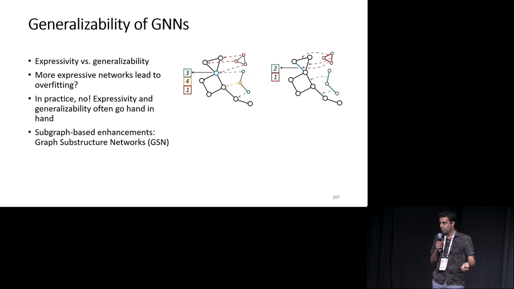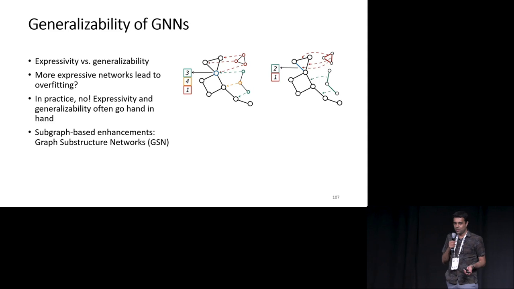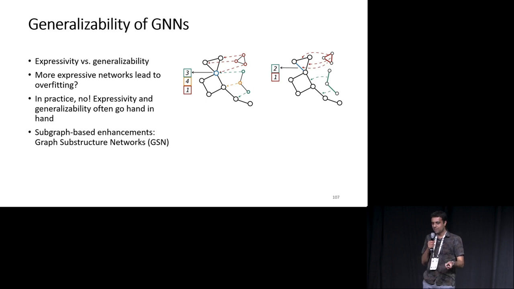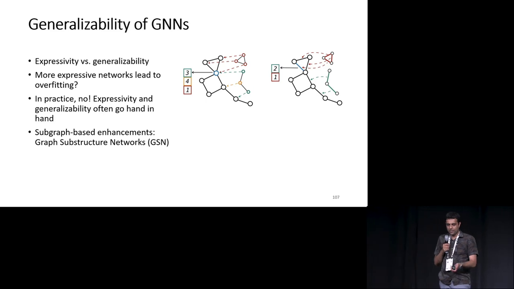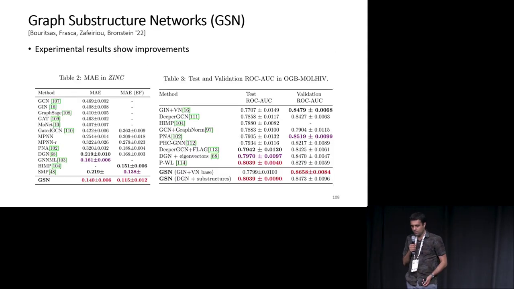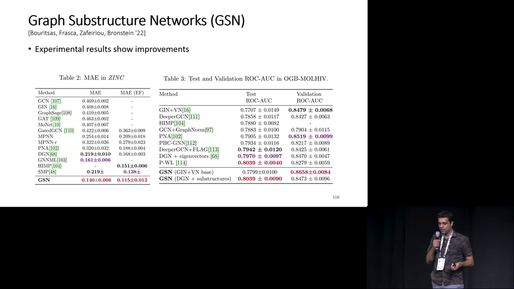One plausible answer to this is no, because it's possible that you have a more expressive network, but you actually lead to more overfitting. Somewhat surprisingly, in practice, we don't observe this to be the case, and there are a lot of instances where more expressive networks actually result in better generalization. So if we look at these graph substructure networks that I was describing a few minutes ago, we've often observed that test MAE or test performance on a number of data sets is actually better despite the improved expressivity.